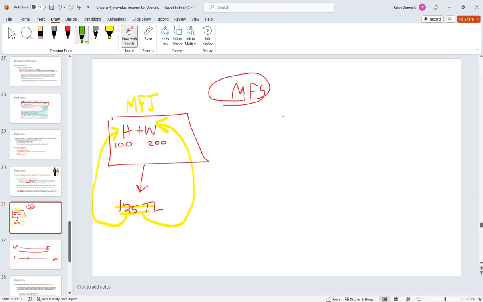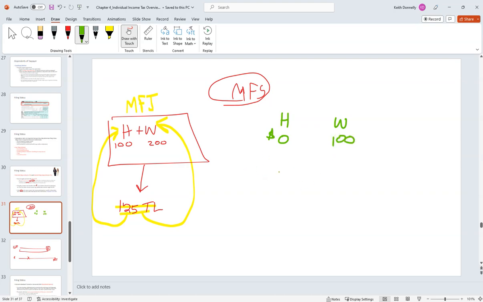So a situation where you might not want this is where you would file separately. If we change the facts, say you have a husband who makes $0. He's a YouTuber, and you have a wife who's a CPA and doing great. She makes $100,000.